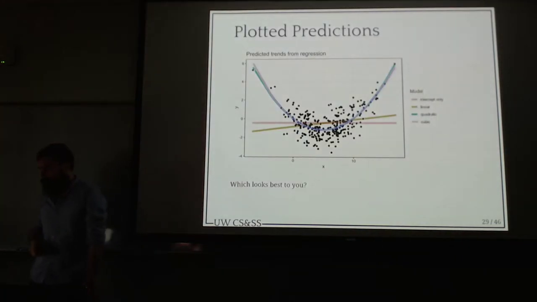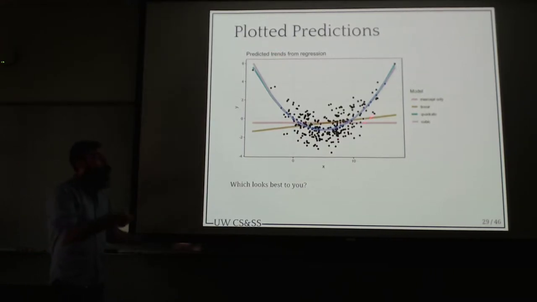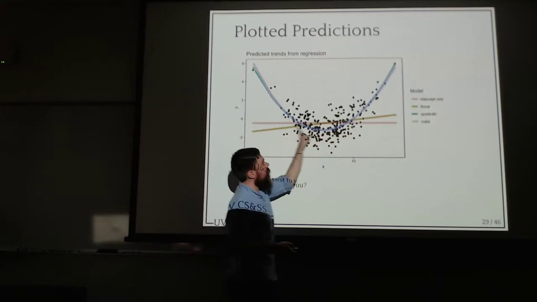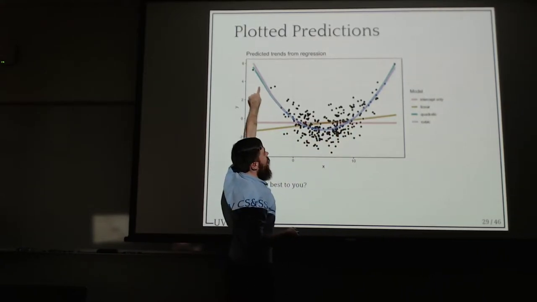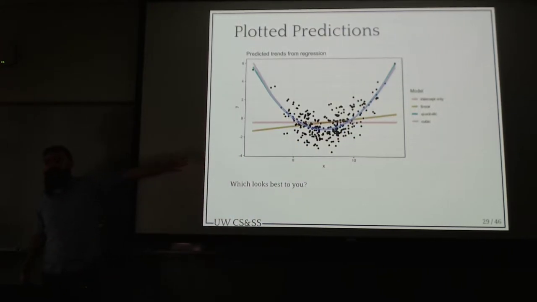It looks like this. These are all the predicted trends from each regression model we ran, ordered in the correct model order. This is the intercept-only model. This is the linear model. The quadratic and the cubic follow each other pretty closely. So if you look at this, what do you think is the best model?